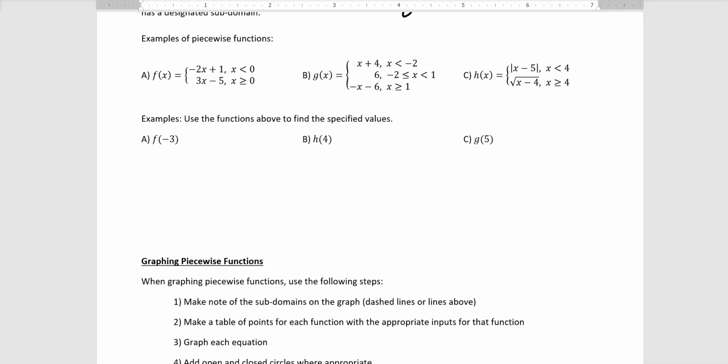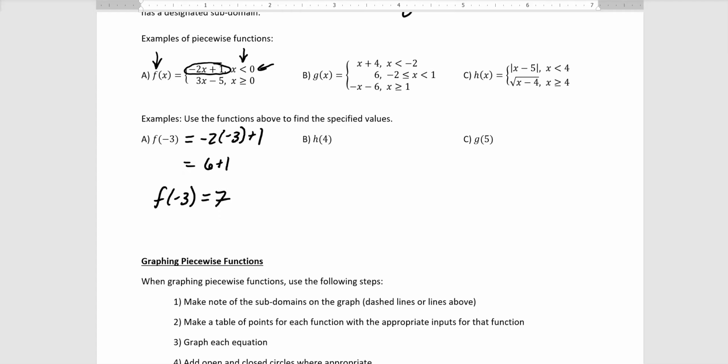With that being said, evaluating these is very straightforward. Let's look at letter A, f of negative 3. This is telling me I'm going to use function f right here, and I want to input negative 3. Which equation will I use? To determine that, I look here. My input, negative 3, is less than 0. So that means I'm going to use negative 2x plus 1. So f of negative 3 equals negative 2 times negative 3 plus 1, which is 6 plus 1, and I find that f of negative 3 is 7.